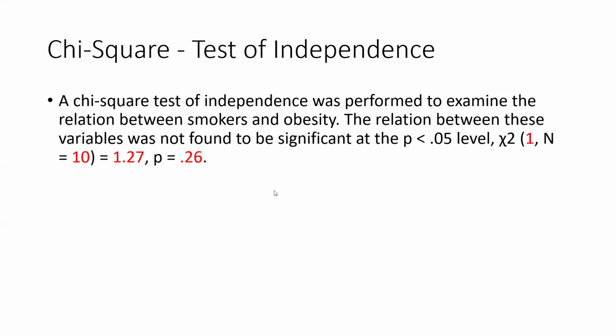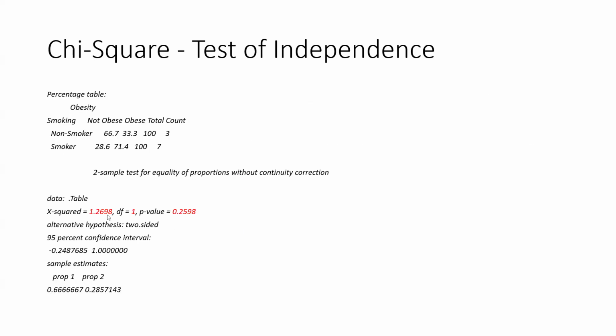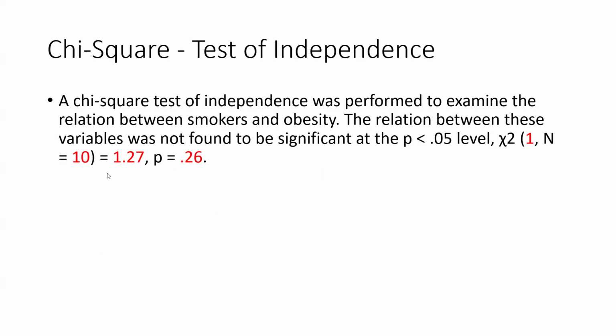This value right here, 1.27, that is our X squared value, or our chi-square value, as it were. Our chi-square value, 1.2698, we round that off. That is the value there. And this is our p-value right here, rounded to 2 decimal places, p equals 0.26. Because our p-value is greater than our assumed alpha value, we do not reject the null hypothesis, and we find that the relation between these variables was not found to be significant. If p was less than 0.05, we would find the relationship to be significant.